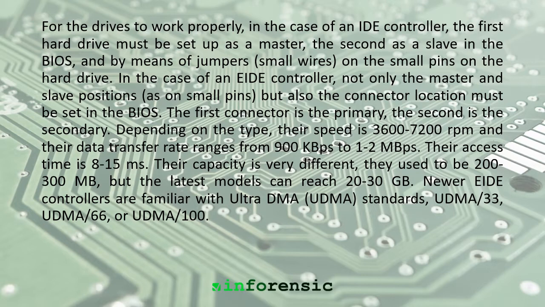Depending on the type, their speed is 3600 to 7200 RPM. And their data transfer rate ranges from 900 kbps to 1 to 2 Mbps. Their access time is 8 to 15 milliseconds. Their capacity is very different, they used to be 300 MB, but the latest models can reach 20 to 30 GB. Newer IDE controllers are familiar with Ultra DMA, UDMA, standards, UDMA 33, UDMA 66, or UDMA 100.